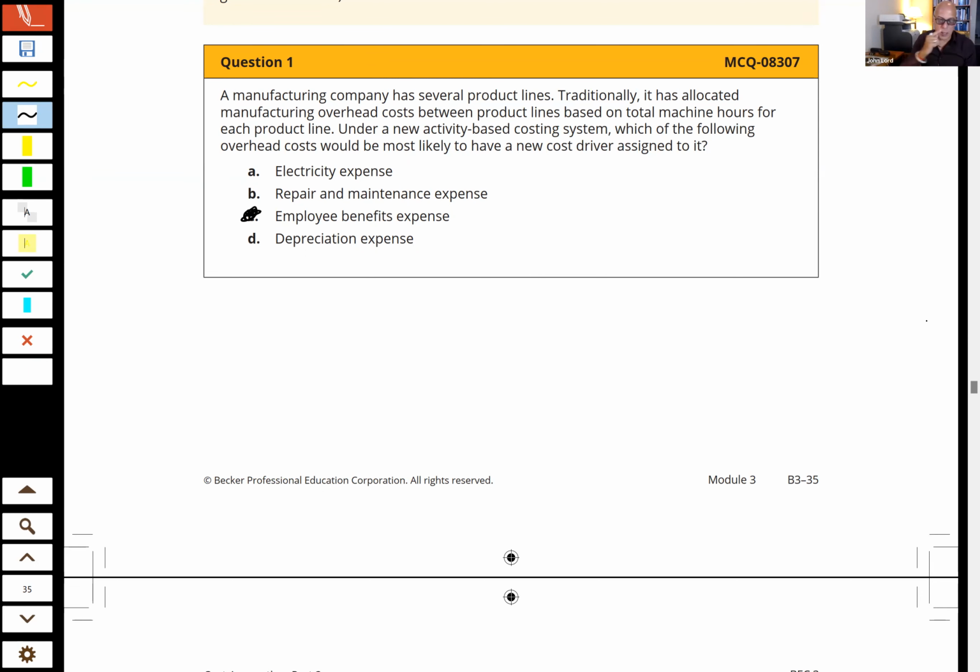Okay, what we're saying here is a manufacturing company has several product lines. Traditionally, it has allocated manufacturing costs between product lines based on total machine hours for each product line. They're coming up with this activity-based costing system, and they're saying of these that are listed in the choices, which one will have to have a new cost driver assigned to it? In other words, not machine hours anymore. So get ready, guys. Here come some questions. Do you think machines use electricity?